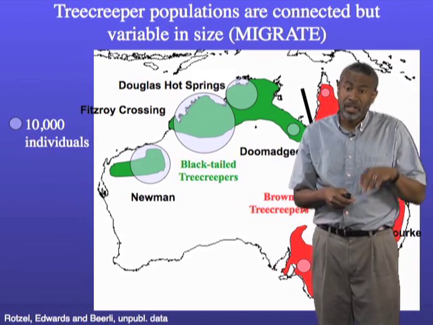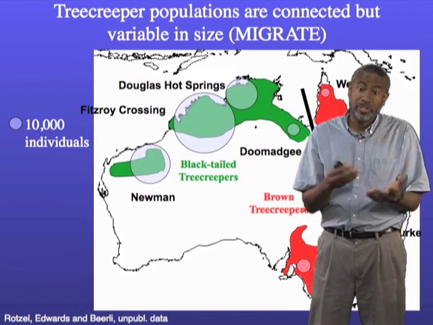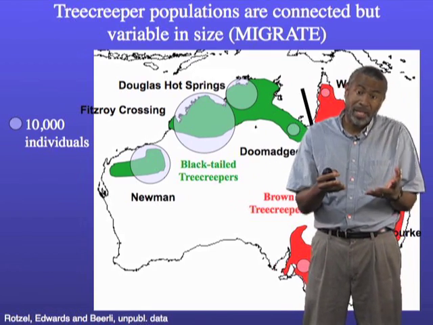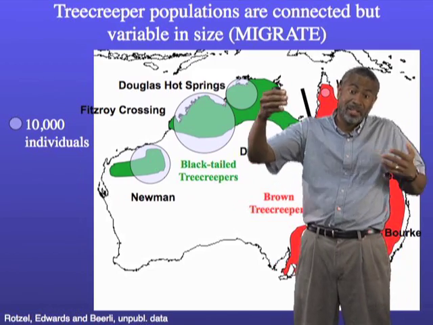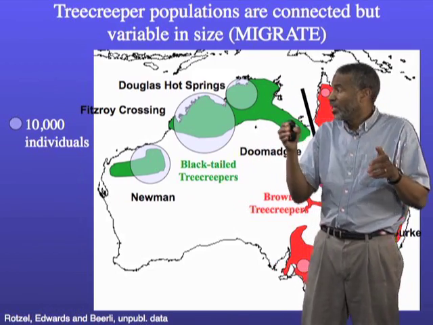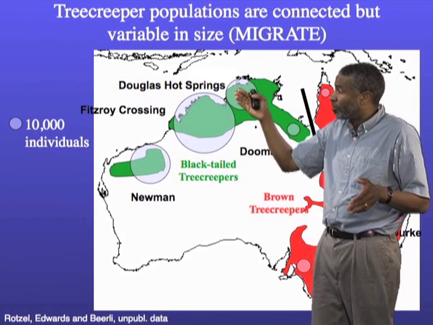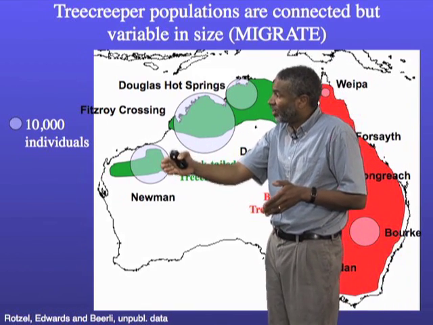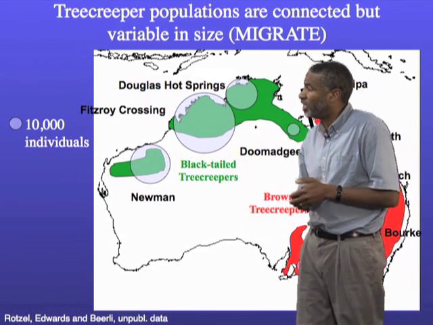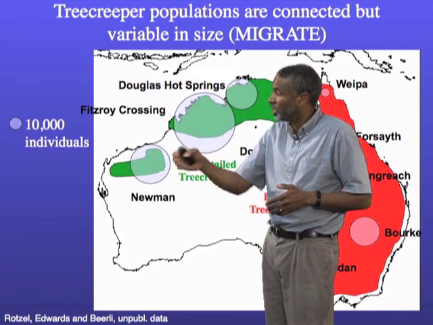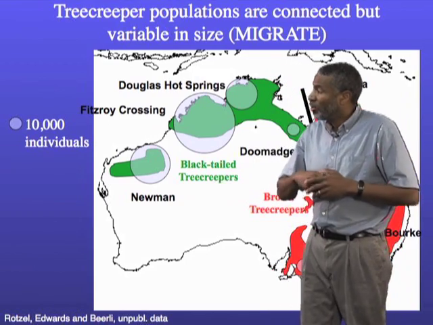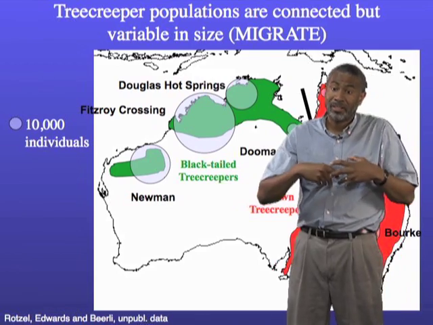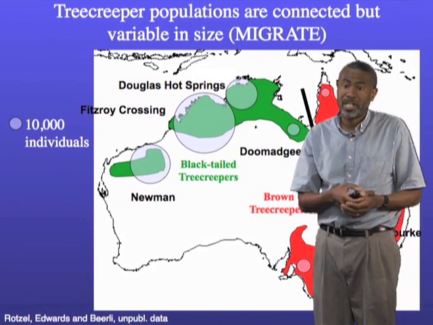What you can also see in the west is a great diversity of population sizes. The Fitzroy Crossing population size is quite big, perhaps because it's getting genetic input both from the north, from the Douglas Hot Springs, as well as from the southwest, from the Newman region here. Regardless, the beauty of this model is that we can treat each population independently. Each one has a separate amount of genetic diversity.